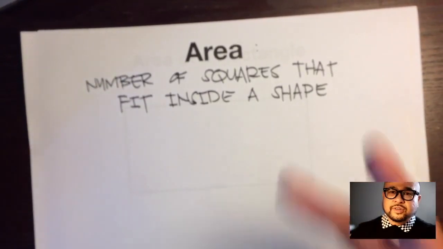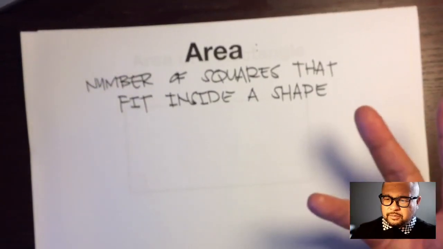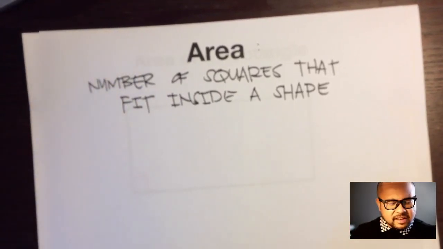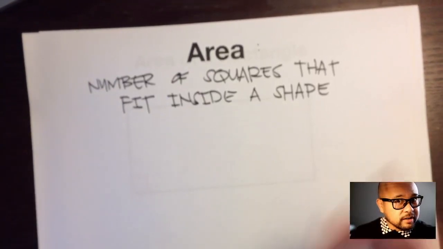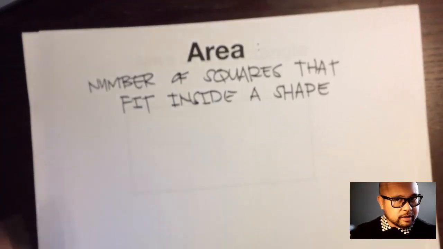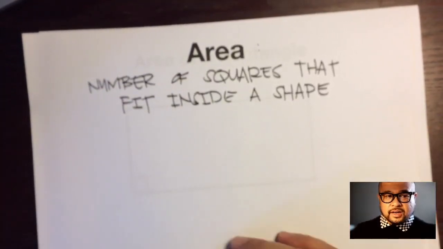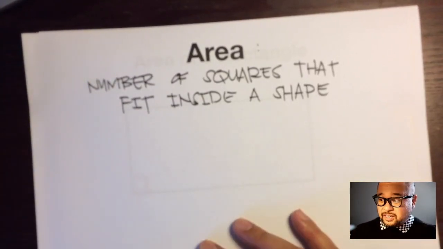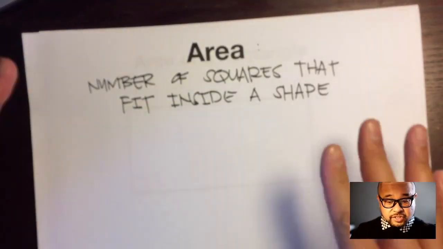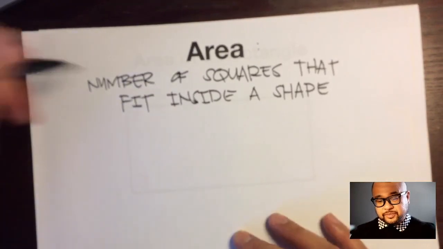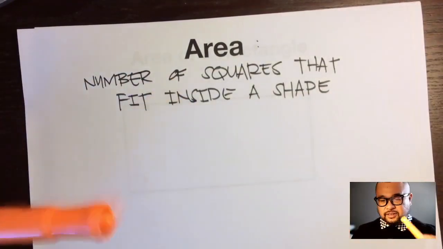So that's why when you did area problems when you were in the 7th grade, you always put units squared or feet squared or inches squared. So area is just saying how many squares are on the surface of this shape. So number of squares that fit inside of a shape. So highlight that, take your highlighter, highlight it.